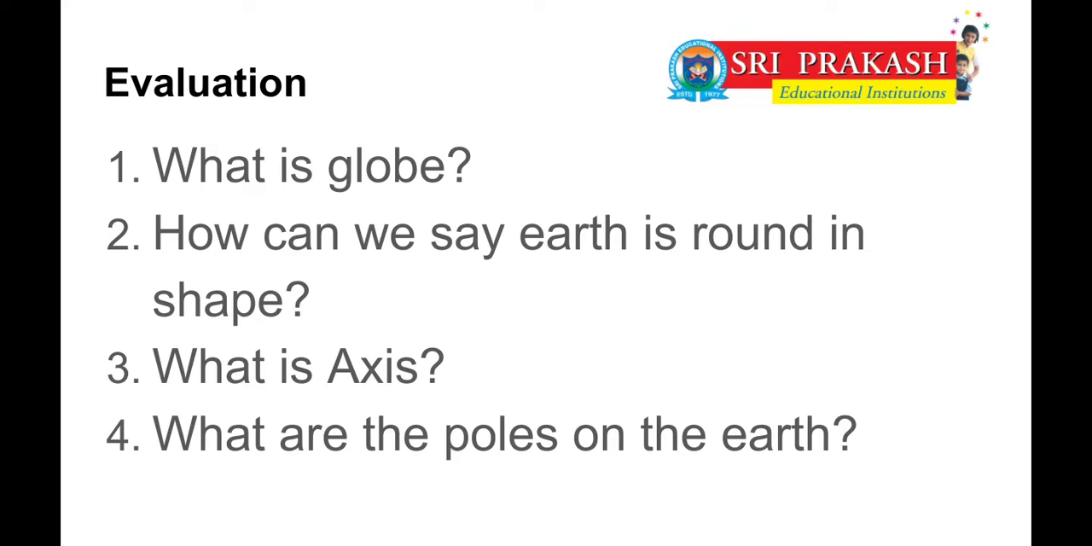Okay, what is axis, children? Axis is nothing but the imaginary line or needle which passes from North Pole to South Pole, that is called the axis. What are the poles on the earth, children? There are two poles, North Pole and South Pole.